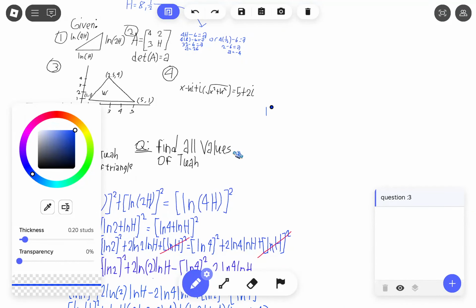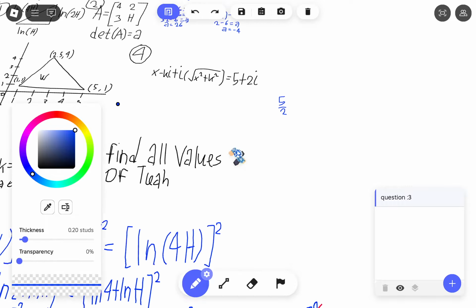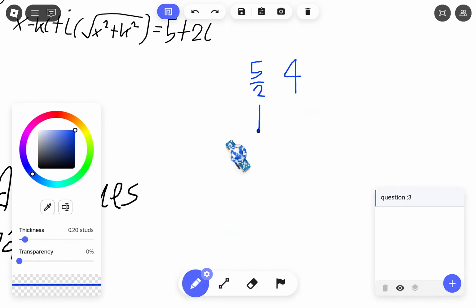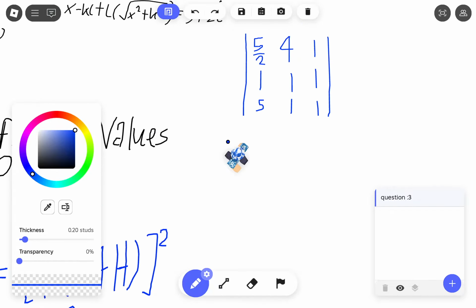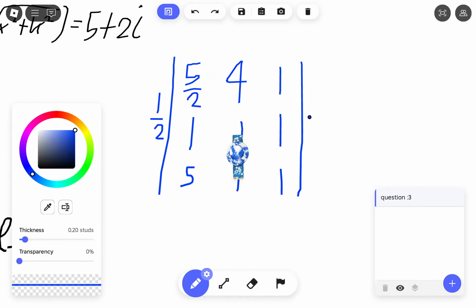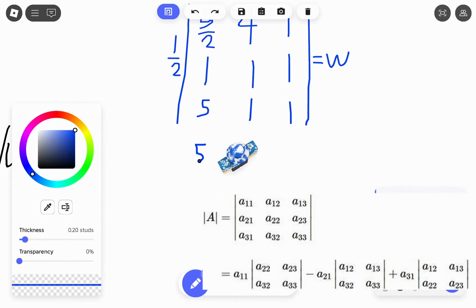Now let's solve for the area of the triangle. First, write down the first 3 points of the triangle. Then, add ones to fill the right side to make a 3 by 3 matrix. This will give us a 3D parallelogram, but we only want the triangle, so scale it by 1/2. Set this equal to W, and then calculate the determinant.